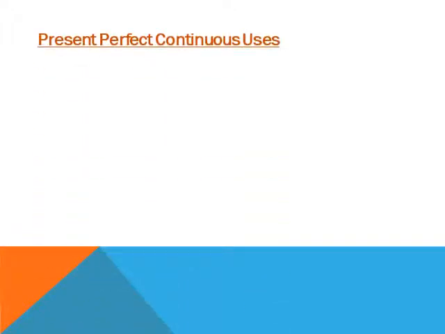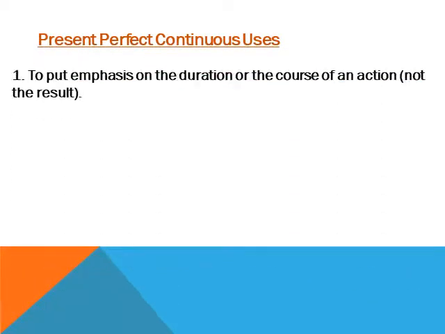Now, moving to the present perfect continuous uses. We use the present perfect continuous to put emphasis on the duration or on the course of an action, not on the result. So this is not like the present perfect. As we know, the present perfect focuses on the result. But here we focus on the duration, not the result. For example, she has been writing novels for the last 5 years. Here we have a long duration, for the last 5 years. So here is the duration. So we use the present perfect continuous form. So we say has been writing.